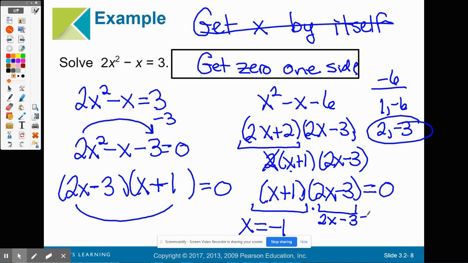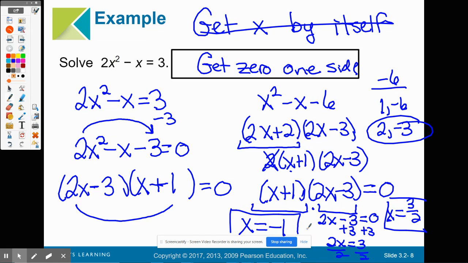2x minus 3. How can that equal 0? Well, you'd have to add 3, and you get 2x equals 3. You would divide by 2, and you can barely see that, so I'm sorry. And you get x equals 3 over 2. So the answers are x equals 3 over 2 and x equals negative 1. And we solved that by factoring.